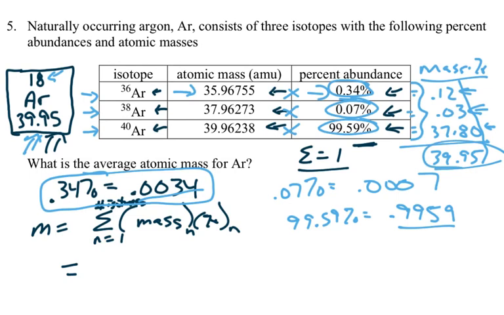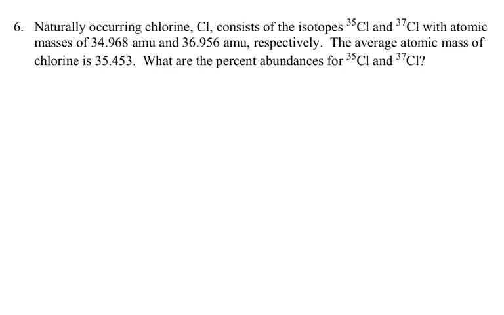Remember, the sum of these equals 1. So the sum of this column right here equals 1. That's important for our next problem. So you should have got 39.95, which is what it is here. But we're showing you why it's that. Because then we have a problem like this, where we have 2 different isotopes. We give you the mass of each isotope, and then we give you the average mass. This is what's on the periodic table.